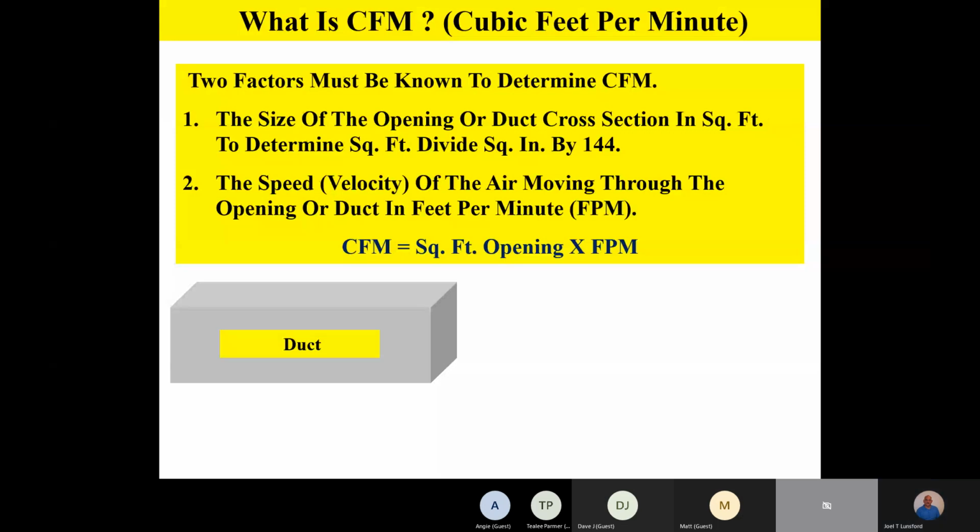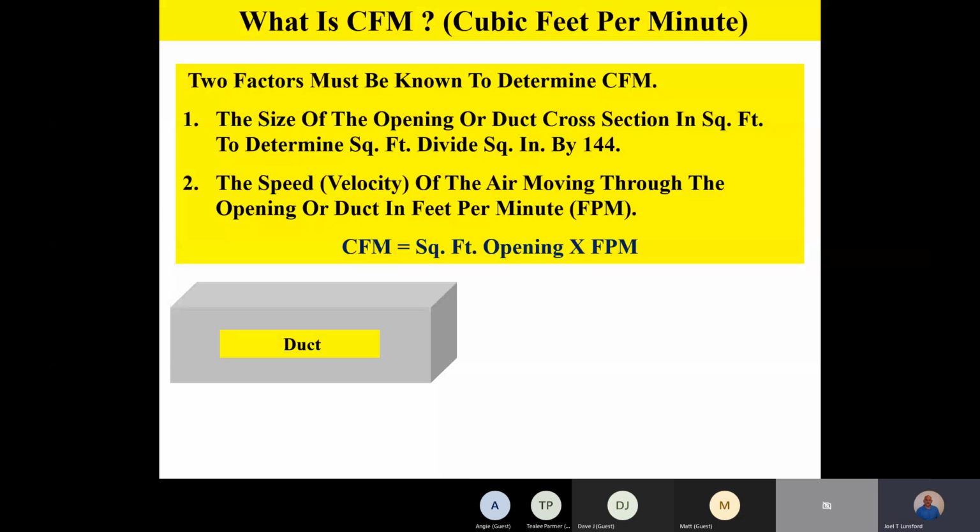Okay. A couple more examples. We'll do one or two round examples here in a minute, but let's do one more square example, or rectangle example, just to make sure everybody's got this in your head. So in this rectangular example, we've got a 10 by 16. So clear your calculator and take 10 times 16. That should give you 160 square inches. We then divide 160 by 144 to find the square foot cross section of that duct. In our example, it's 1.1 square feet.